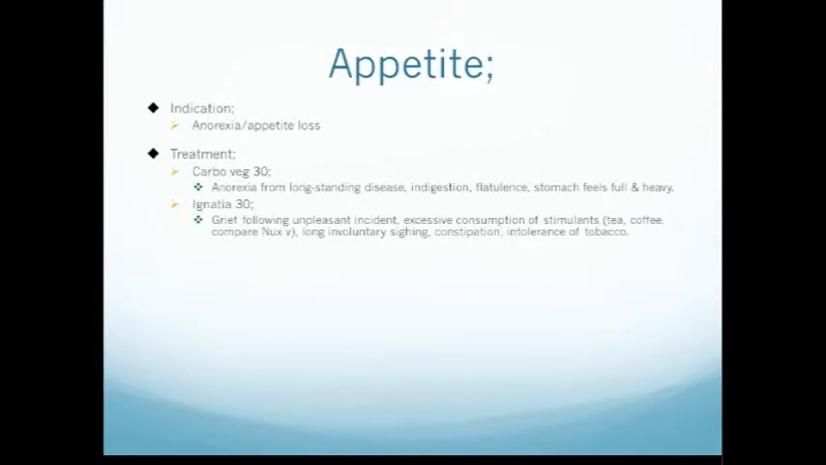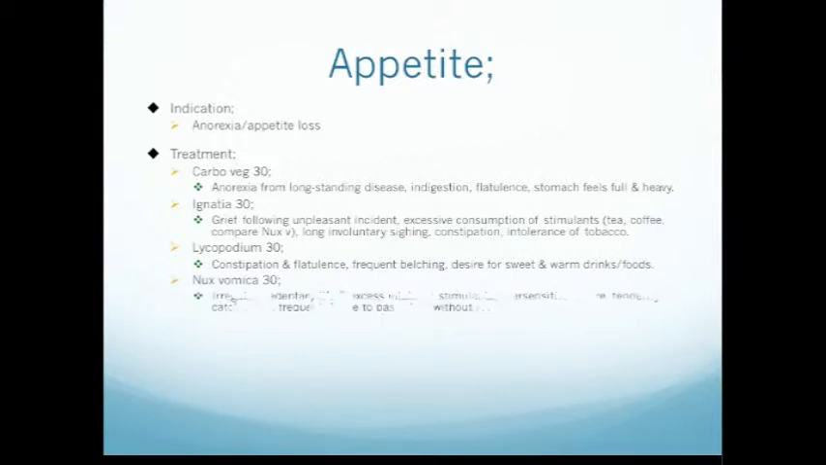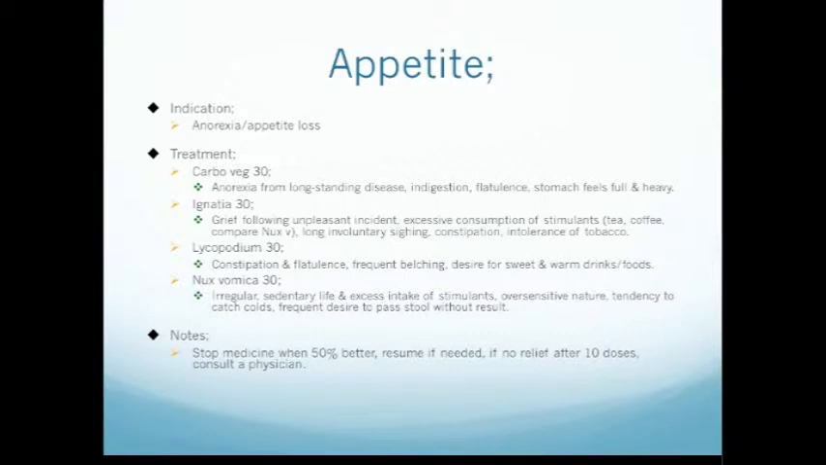Long involuntary sighing with constipation and intolerance of tobacco will frequently be found in people who would benefit from this remedy. Lycopodium 30 for folks with constipation and flatulence, frequent belching, and desire for sweet and warm drinks and foods. Nux vomica 30 is good for those with an irregular sedentary lifestyle and excessive intake of stimulants, an oversensitive nature, and a tendency to catch colds. Frequently there will be an ineffective desire to pass stool. Stop the remedy when you're 50% or more better, resume if needed, or if no relief after 10 doses, please consult a physician.